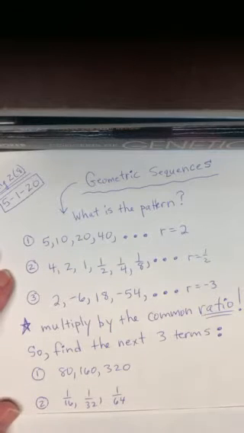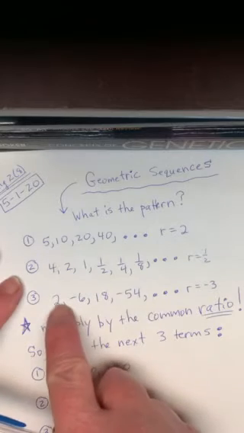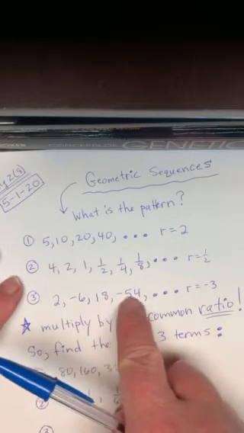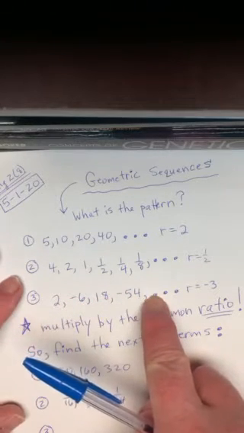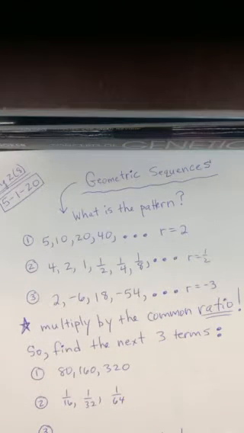Use a calculator if you have to. And finally, number 3, remember on that one, the pattern was what? Multiply by -3. So now I am going to grab my calculator. We left off at -54. So -54 times -3 is what? 162. Times that by -3.